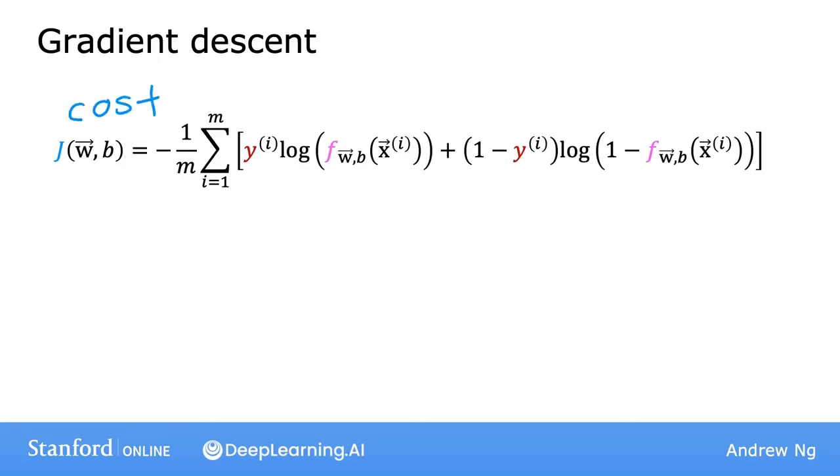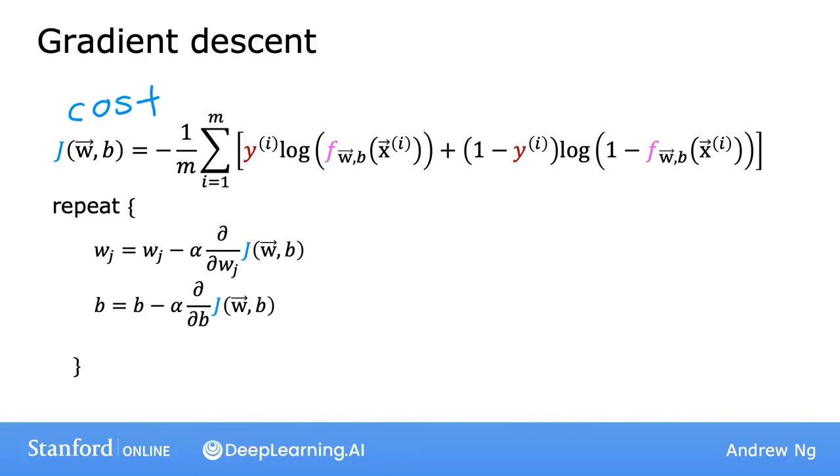And so if you want to minimize the cost J as a function of w and b, here's the usual gradient descent algorithm, where you repeatedly update each parameter as the old value minus alpha, the learning rate, times this derivative term. Let's take a look at the derivative of J with respect to wj, this term up on top here, where as usual, j goes from 1 through n, where n is the number of features.